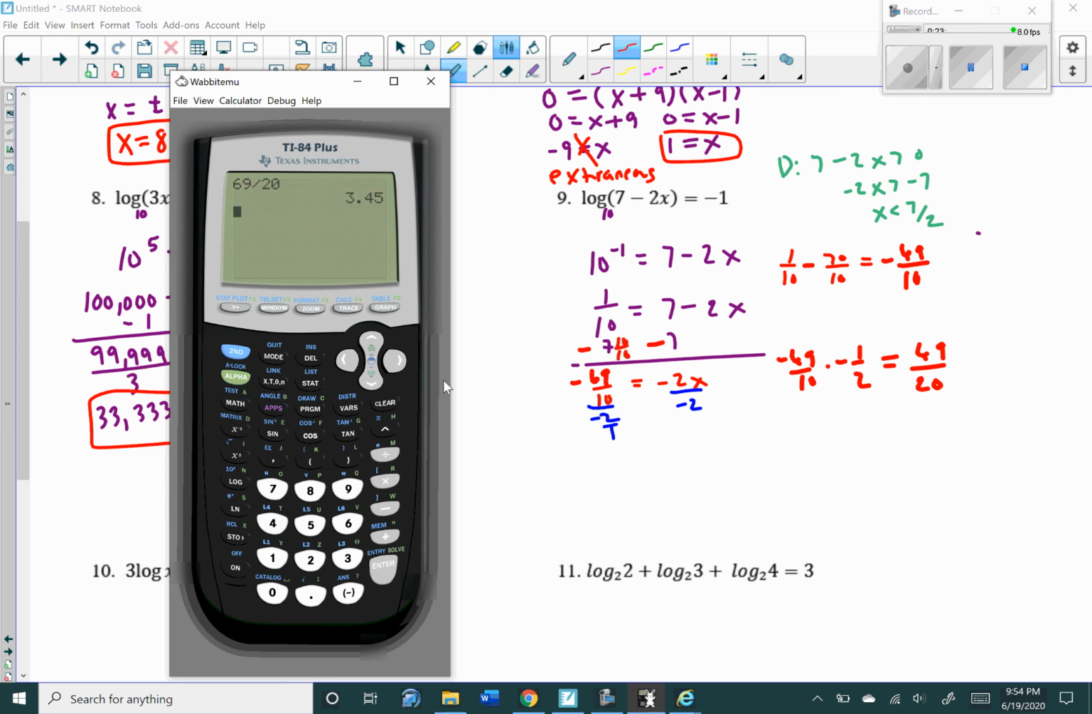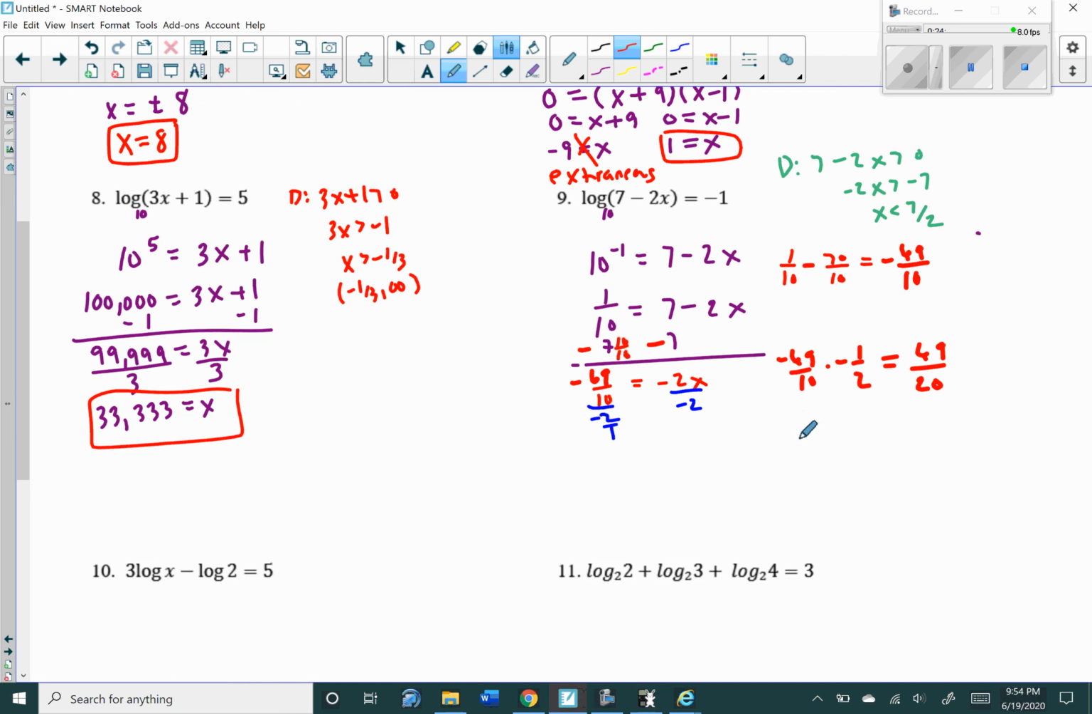That gives us 3.45, which, of course, if you look back at your domain, we have to make sure that this is less than that 7/2, which we know if we do 7 divided by 2, that gives us 3.5. So this is less than that, so that checks out. So x is equal to that.